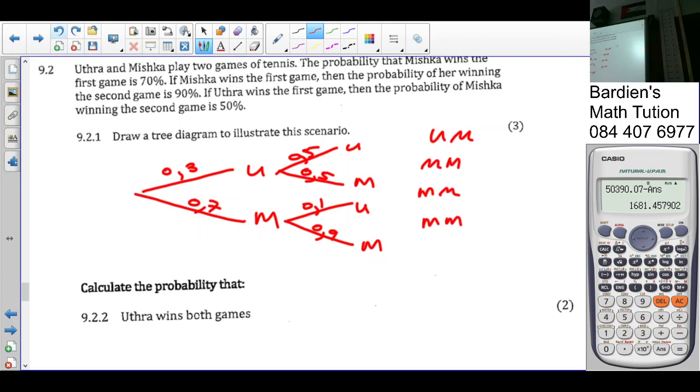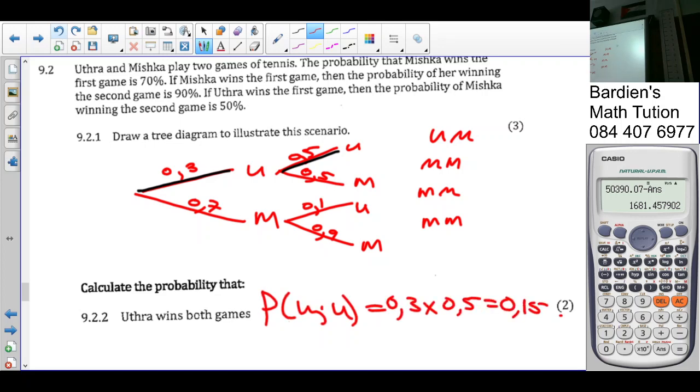First question. Calculate the probability that Udra wins both games. So, this is the branch I should be following. Not so? So, probability of Udra is going to be 0.3 times 0.5, 0.15. Next question.